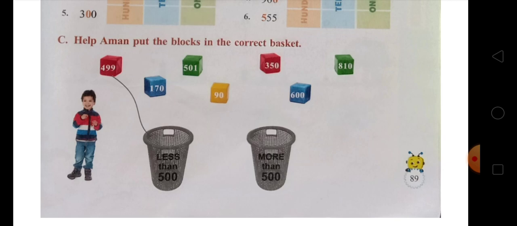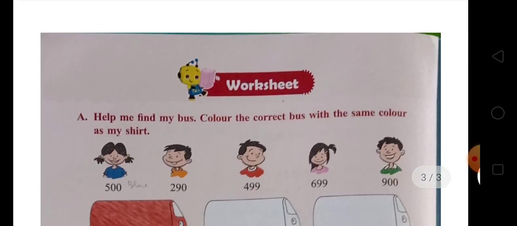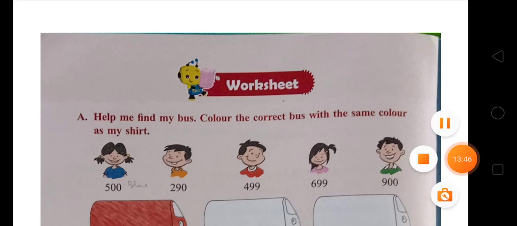499 in less than 500 basket, 501 in more than 500 basket, 350 in less than 500 basket, 810 in more than 500 basket, 170 in less than 500 basket, 90 in less than 500 basket, and 600 more than 500 basket. Okay, now you have to do the worksheet that is given in your book on page number 90.